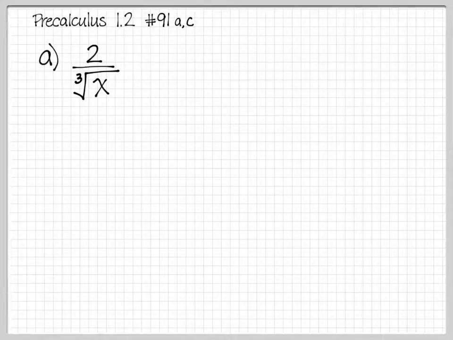This is Precalculus, Chapter 1, Section 2, Problem number 91, A and C. Again, we're rationalizing the denominator, but instead of just square roots, we could have any root in the denominator. And in this case, we have a cube root.